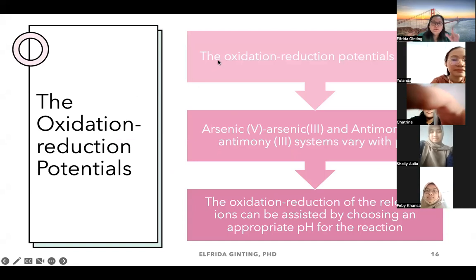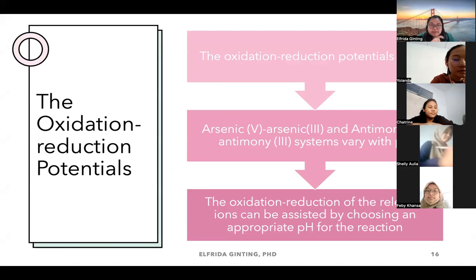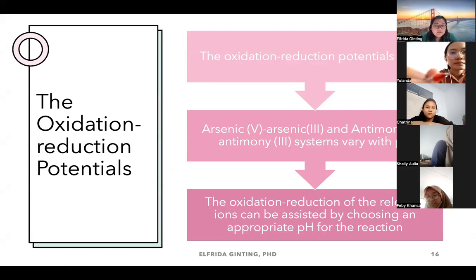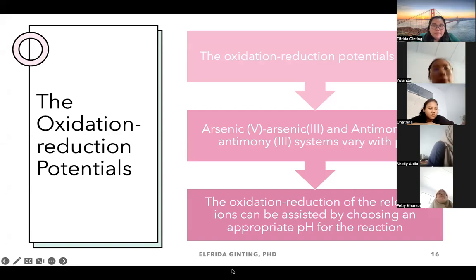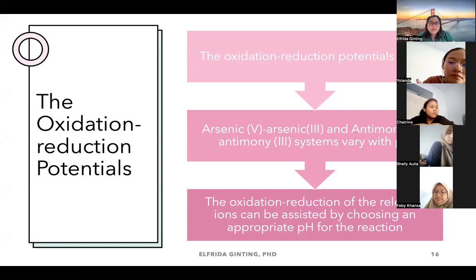Now, next. So if the lower oxidation state can be oxidized, it means the higher oxidation state also can be reduced, right? So it means there is an oxidation reduction potential for each cation in the arsenic subgroup. And the oxidation reduction potential will depend on pH. So if we want to perform an oxidation reduction reaction on each of the cations in the arsenic subgroup, we need to choose an appropriate pH for the reaction. Different pH will give us a different oxidation state.